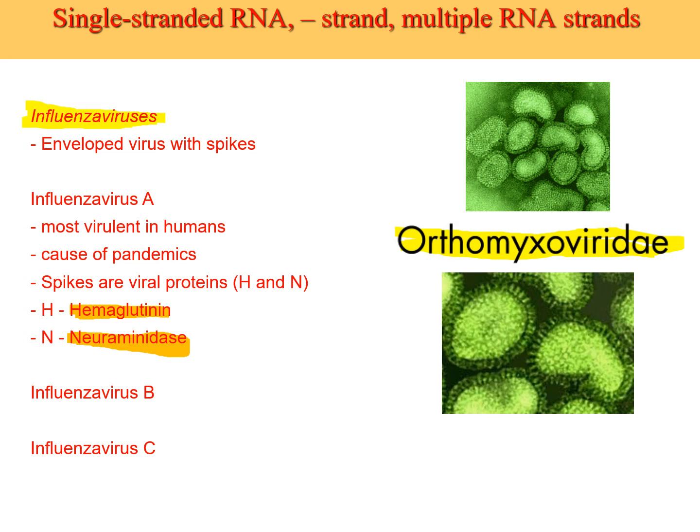Type C is not the cause of any severe epidemics or pandemics. Type B can be the cause of epidemics. In fact, the vaccine that's given each year for flu usually contains killed or weakened influenza virus: two type A strains and one type B. Influenza is the cause of a lot of respiratory disease and death in the world each year, particularly in older populations, but also in younger ones. Vaccination is highly recommended.